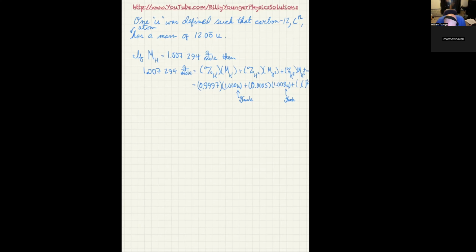Now, when you're done with all that, you have to divide it by the sum of all the percentages. So you have to divide it by 0.9997 plus 0.0005 plus 0.0 dot dot dot plus dot dot dot. All that's how you actually compute the weighted average, and that's what's reported in the periodic table. It's the weighted average for all the known isotopes that we find. So that's why that number is not exactly one.